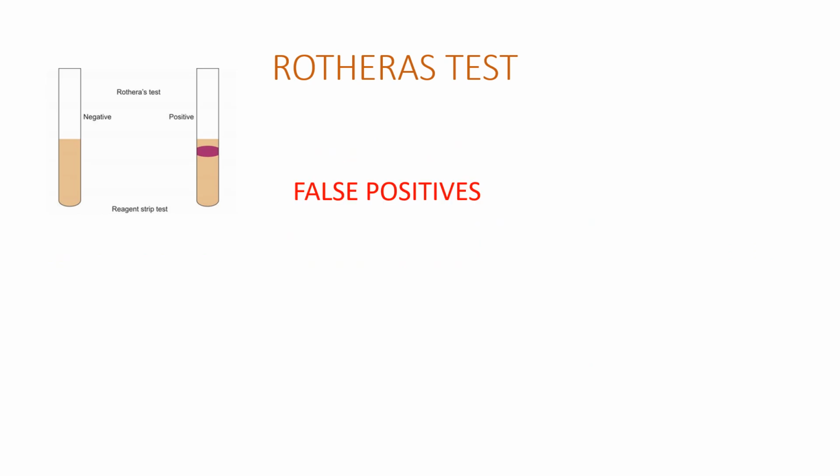There are some false positives to remember for Rothera's test as well. That is, even though you don't have ketone bodies, the test can still turn positive. One good example of this is L-DOPA. Do you know where L-DOPA is used? L-DOPA is a precursor of dopamine and it is used in a disorder which has less dopamine.